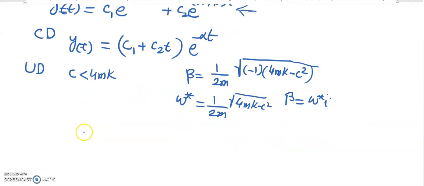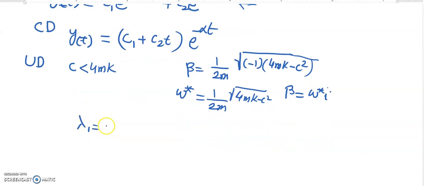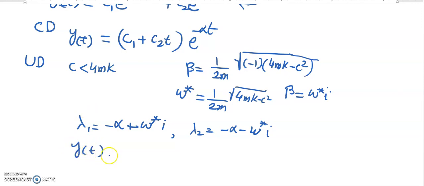So the roots of this equation will be lambda 1 equal to minus alpha plus beta, minus alpha plus omega star I, and lambda 2 will be minus alpha minus omega star I. So in other words, the solution will be y of t equal to e power minus alpha t, a cosine omega star t plus b sine omega star t.